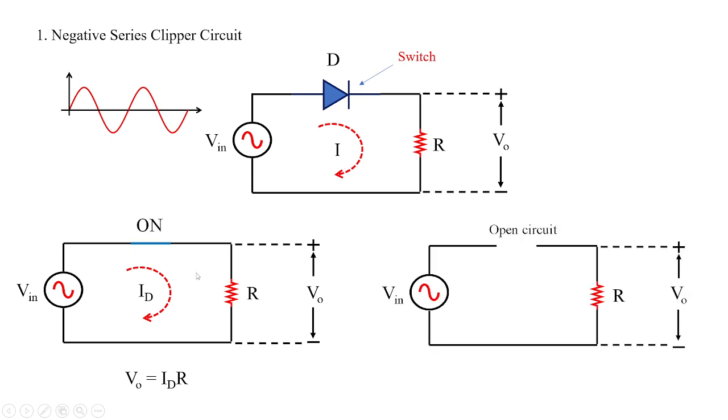Under reverse bias, the diode doesn't conduct because it is a unidirectional device, so it acts like an open circuit, and hence we don't receive any output voltage across the resistor. The voltage across the resistor is zero, and we get the output voltage signal in this form: it is on for the positive half, the negative half is cut off, and again the positive half is on. Since the negative half is cut, it acts as a negative series clipper circuit.